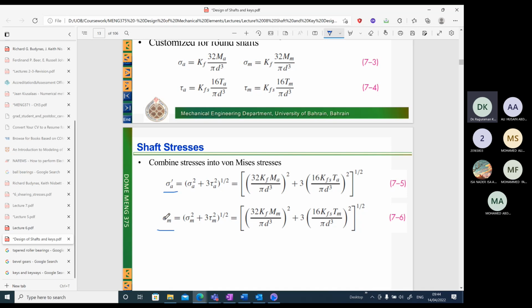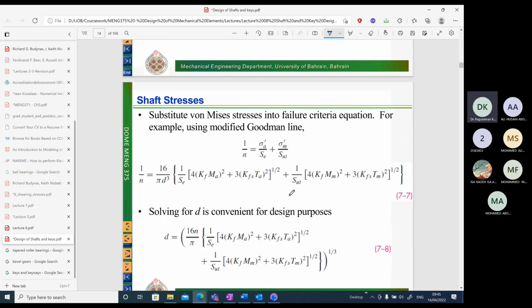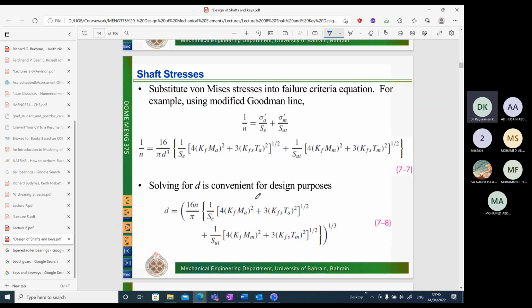Now, once we have this, since the shaft is made out of a ductile material, we can use one of the 4 theories. What are the theories? Again, Goodman, ASME elliptic, Gerber or Soderberg theory. In the theory, you can substitute these values and try to solve it. Now in this chapter, the values are already substituted and you are given a formula in explicit form. In your exams, these explicit forms will be provided to you.